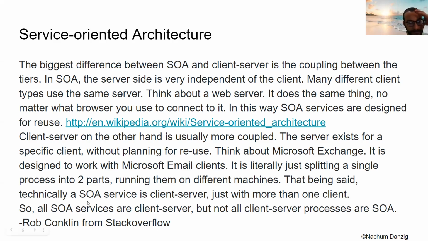It is literally just splitting a single process into two parts, in other words, running them on different machines. Some of it is written on the client and some is written on the server. That's client-server architecture. As opposed to service-oriented, where I view the server as a service that it provides. That being said, technically, a service-oriented service is a client server, but with more than one independent client. There's no deep coupling between the working of the two. So all service-oriented architecture services are client-server, but not all client-server processes are service-oriented architecture.